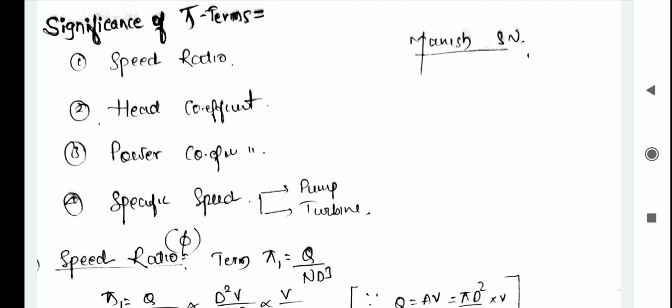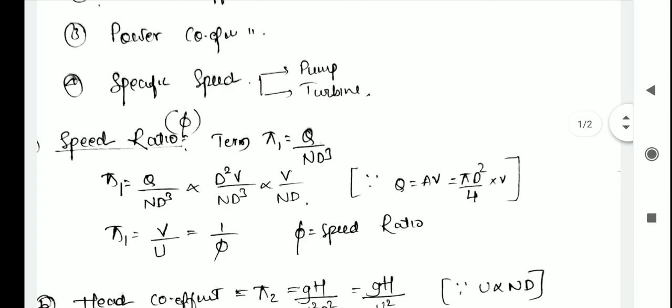Okay, so the term pi 1 is equal to Q divided by N D cubed, which is the capacity coefficient or flow coefficient or specific capacity, which signifies the volume flow rate of the fluid through a turbo machine of unit diameter running at unit speed. The specific capacity is a constant for similar rotors.